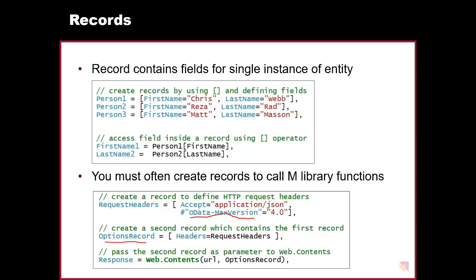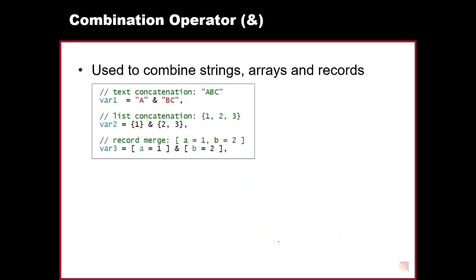Now, look at this options record. So up top here, I created a record, and now I'm basically adding a record inside of a record and then passing that to web.contents. So being able to deal with records gets to be an important part of calling a lot of the functions inside of the M library.